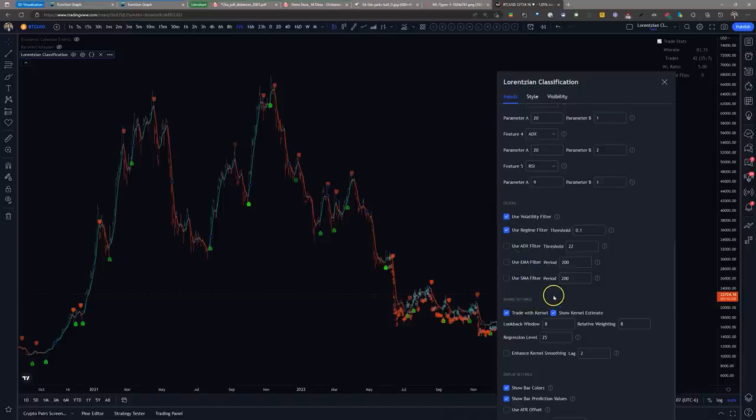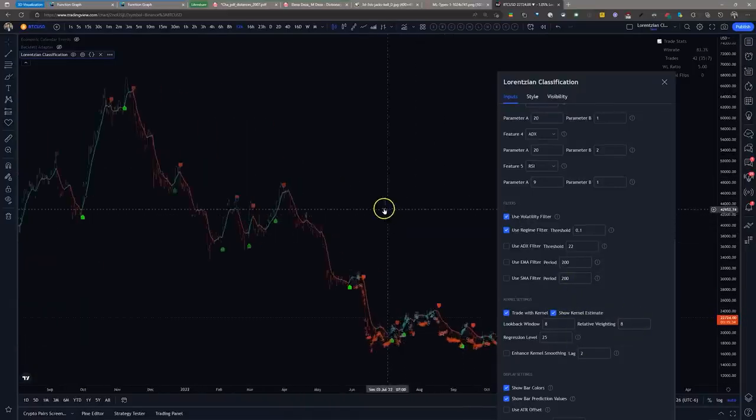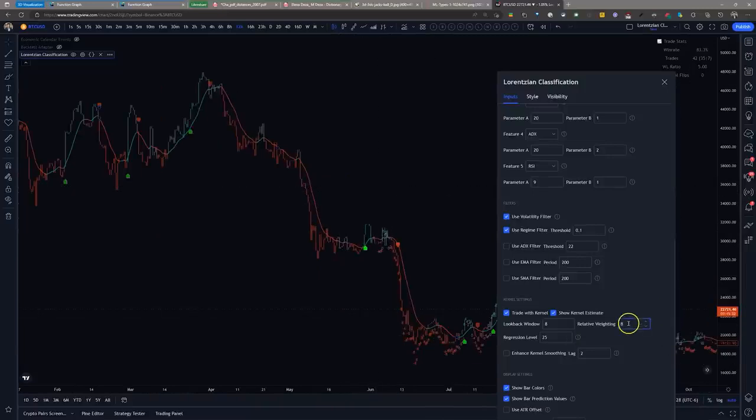The kernel settings are interesting because this is like an extension of the filters, I would say. You can basically disable trade with kernel. Trade with kernel is kind of like trade with trend in the sense that it will just try to make its entries in line with the color changes, right? So the kernel itself, a lot of people think it's like a moving average, but it's actually a lot better than that.